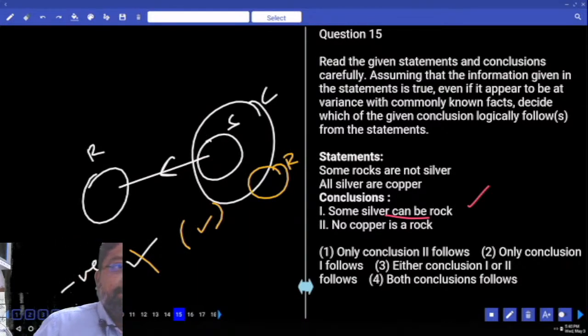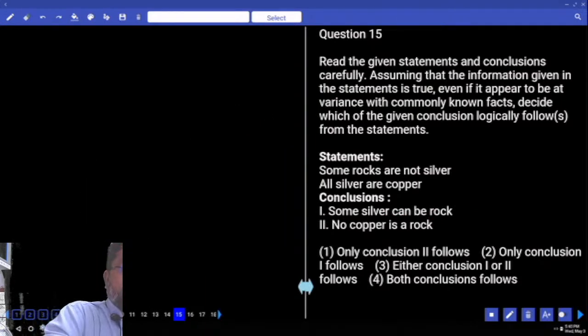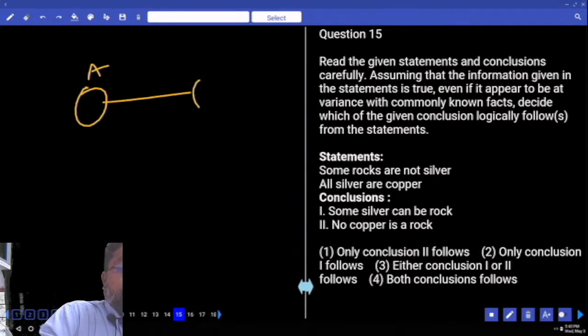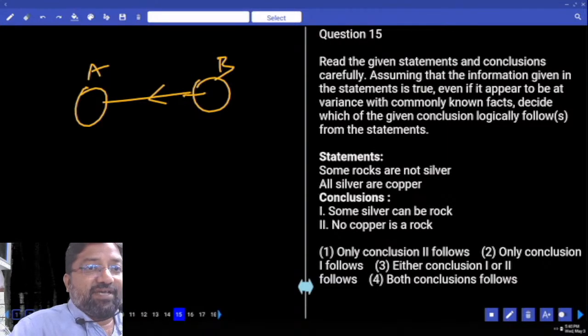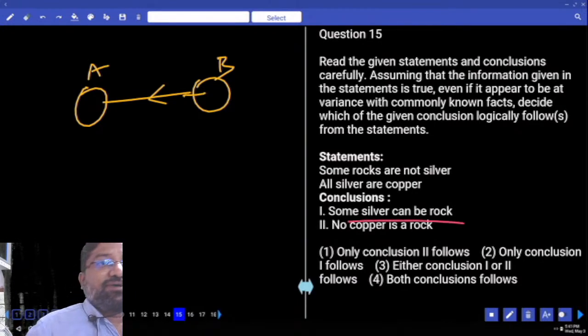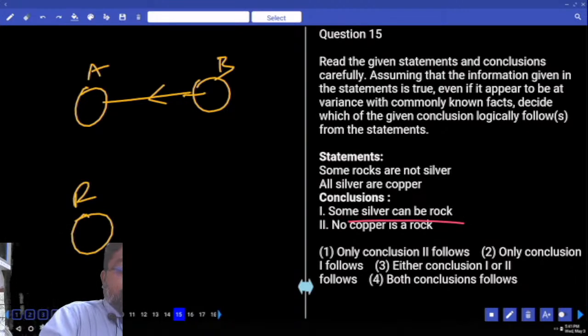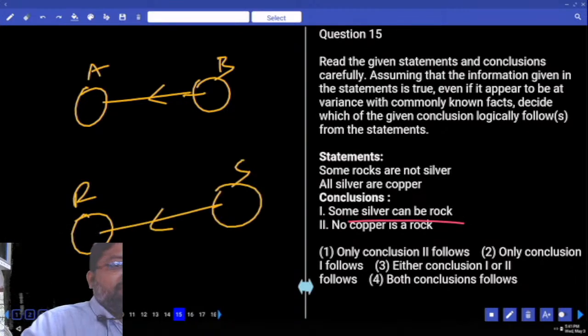Only one. Understood? So when he says some A's are not B's, how will you draw the diagram? We'll draw it this way and we'll put an arrow mark. Why do you put this arrow mark? B can touch A or B can go inside A. Can A go inside B? No. So what did he say? Some silver can be rock. So some rocks are not silvers. Some silver can be rock. Can silver go and touch rock? Yes. That's why it is true. Understood?